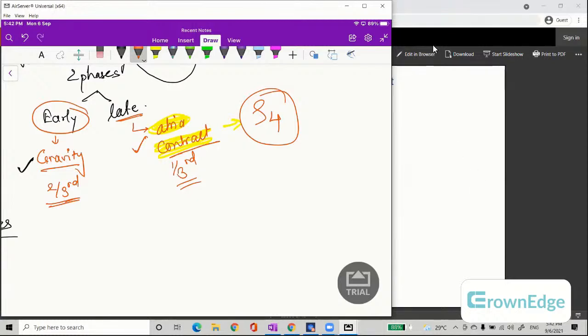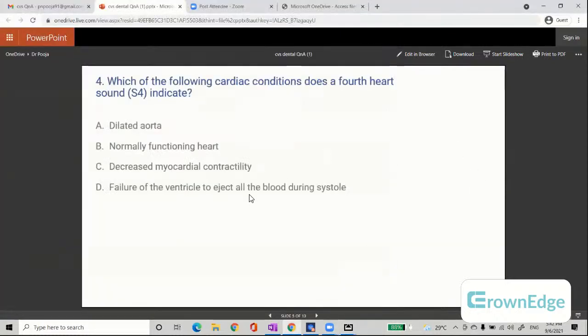Because what happened in this case is that the ventricle did not eject all the blood, and that's why the atria has to apply more and more force, and that's why the S4 will be heard very, very prominently, right? So the answer over here is option D. Yes, Aisha, the answer is given correctly. Akhil, you are also correct.